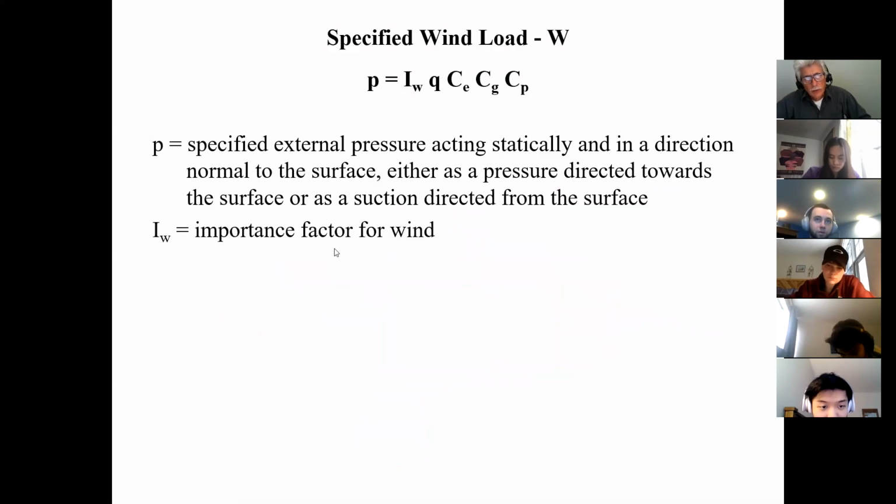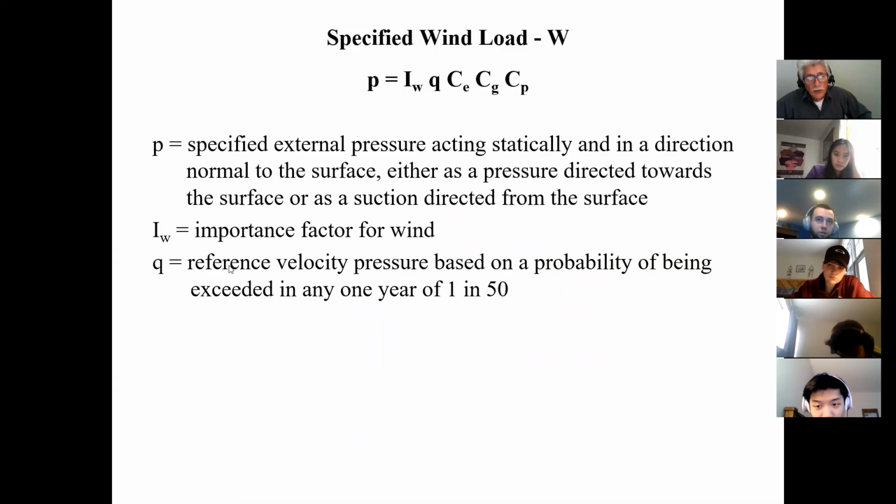Okay, now Iw is the importance factor for wind, very similar for wind when it comes to designing for strength as it is for snow. And q is called the reference velocity pressure, based on the probability of being exceeded in 1 in 50 years. And this we get from the same table we got the Sr and the Ss. That's the same table we use to find the value of q. The only thing is that we're going to use the one that has the probability of 1 in 50 years. There are 2 values there, but we're always going to be using 1 in 50.